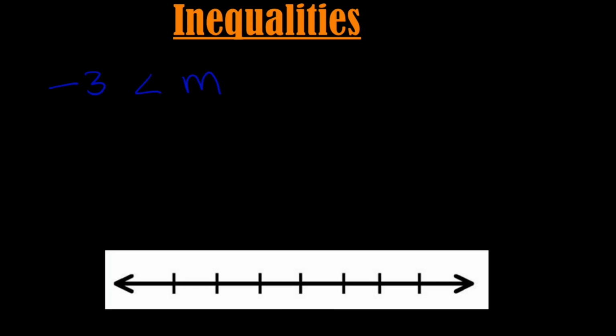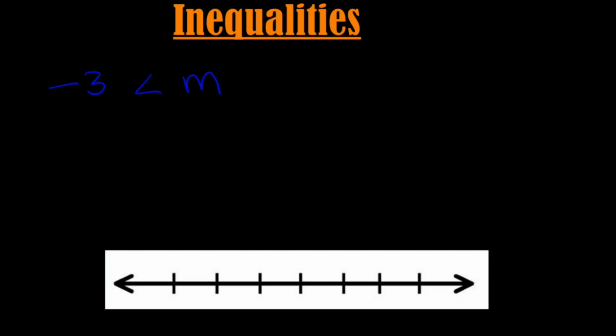Here's another example. We have -3 is less than m. We see that the variable is on the right hand side. What does this mean? -3 is less than m. It is telling us that whatever m is, it is greater than -3. So we can say that whatever m is, it has to be more than -3. It can be -2, -1.5, it can be 0, it can be 1, 2, 3, all the way to positive infinity.